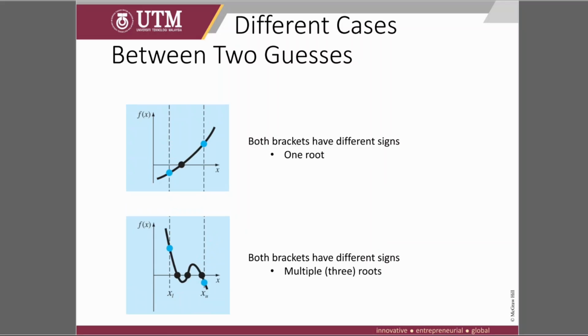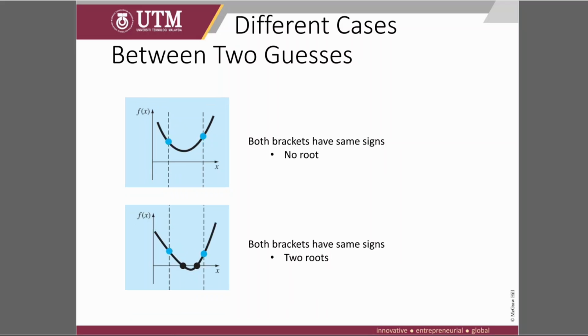In this case, we have different signs. One is negative, the other one is positive. Then definitely there will be at least one root in between the two brackets. And in this case, again, one is positive, one is negative, so we have an odd number of roots here. 1 is odd, 3 is also odd. Or if we have 2 roots, then the possibility is that both are positive.